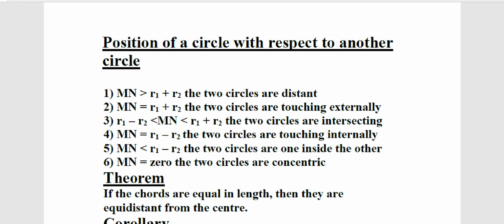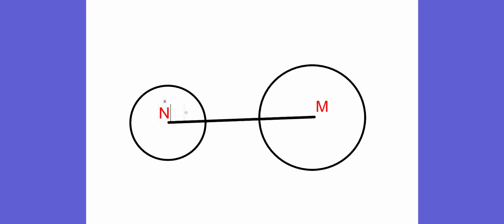عشان نتعرف على البوزيشن between two circles نتفرج كده مع بعض على الفيجر اللي قدامنا. عندنا هنا two circles, circle M and circle N. The two circles here are in distance between them. It means it has no common point.